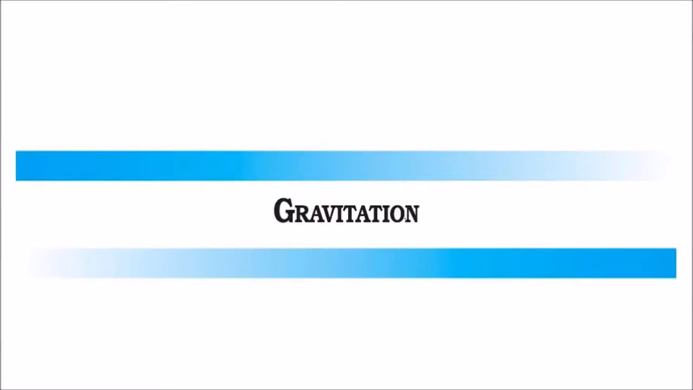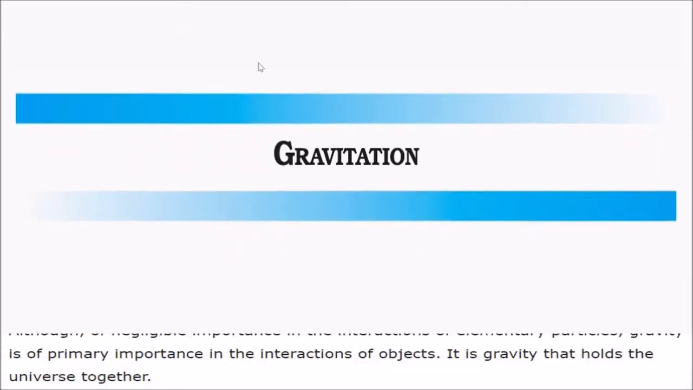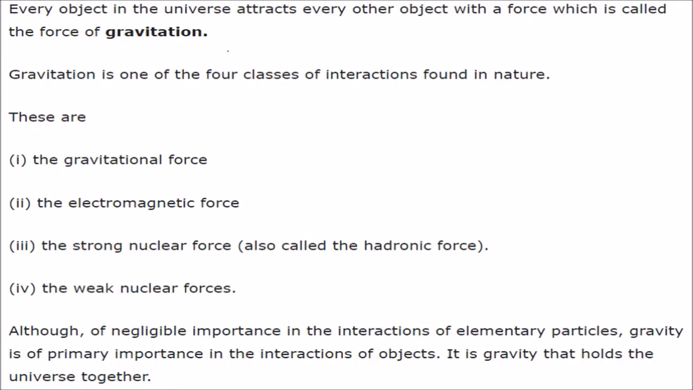We'll be discussing the salient points of gravitation. Every object in the universe attracts every other object with a force, and this force is called the force of gravitation. There are certain classes of interaction which we find in nature. Gravitation is one of these, and these classes are the gravitational force, the electromagnetic force, the strong nuclear force, which we also call the hadronic force, and the weak nuclear force.